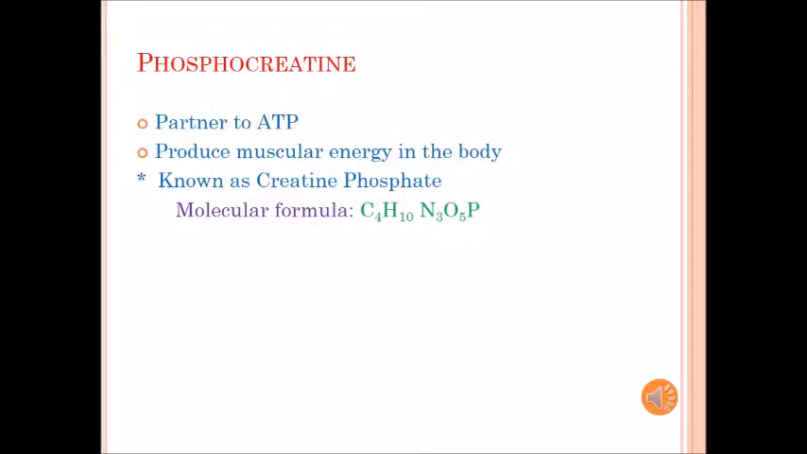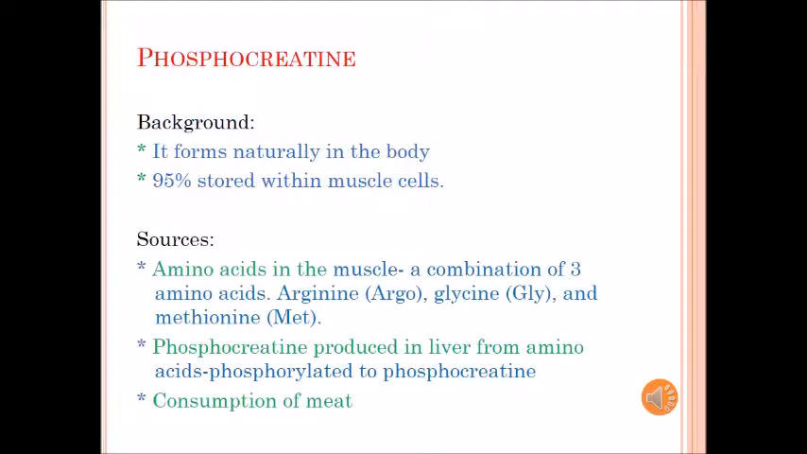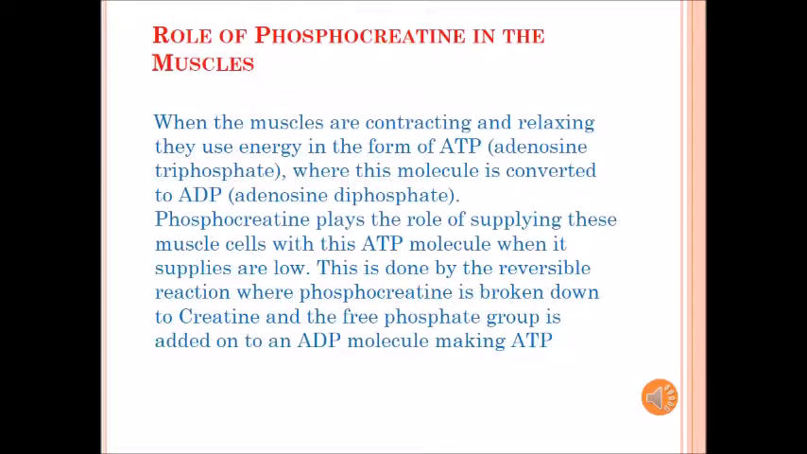Now we come across phosphocreatine, which is the partner of ATP and also produces muscular energy in the body. It forms naturally in the body and 95% is stored within muscle cells. Its sources are found in amino acids and in consumption of meat. It can be noted that phosphocreatine supplies the muscles with a free phosphate molecule which is added to ADP to make ATP when ATP levels are low in the muscles.